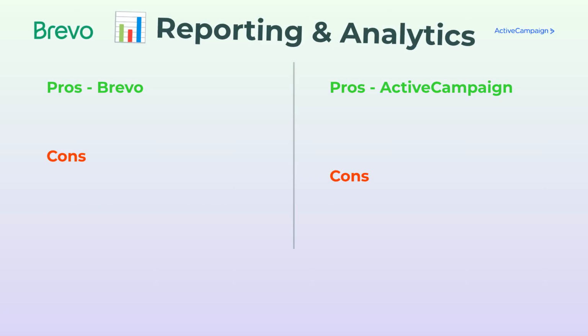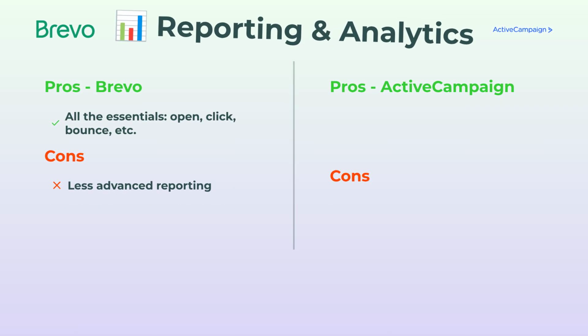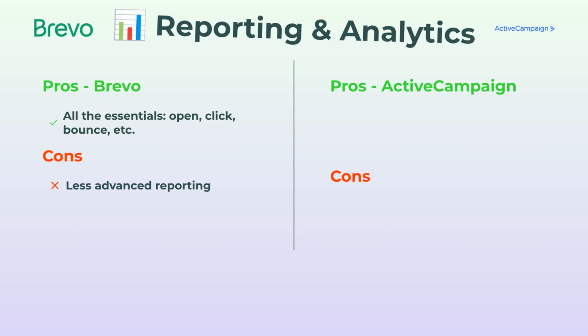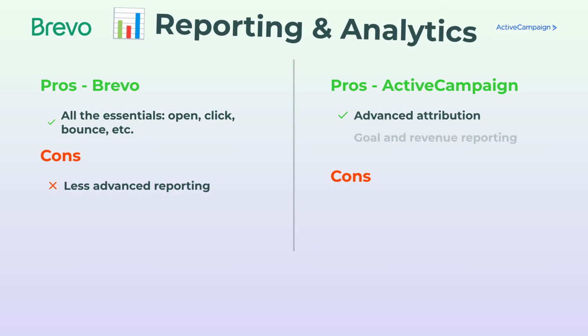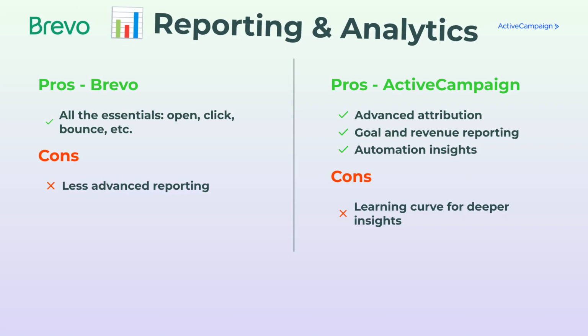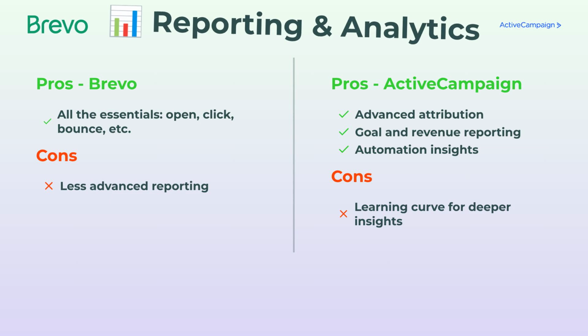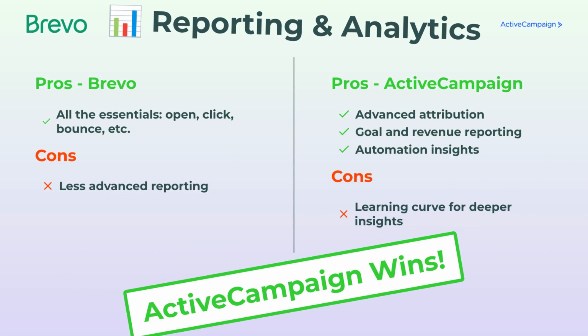Now for reporting and analytics, because you want to know what's actually working, right? Brevo gives you all the essentials, opens, clicks, bounces, it's all there but nothing too fancy. ActiveCampaign though. Detailed attribution, revenue tracking, automation insights, goals, the works. There's a bit of a learning curve, but once you get the hang of it, you see so much more. So another win for ActiveCampaign.